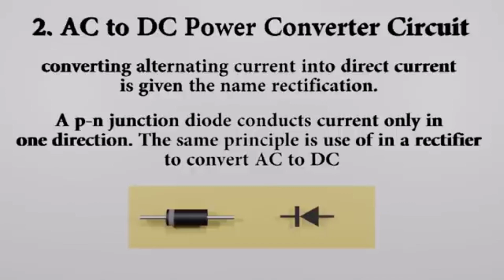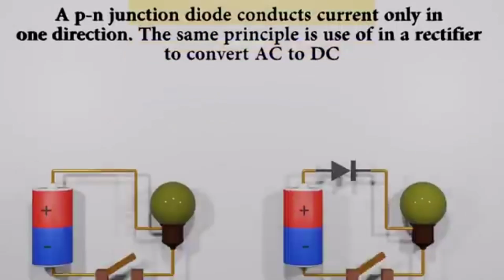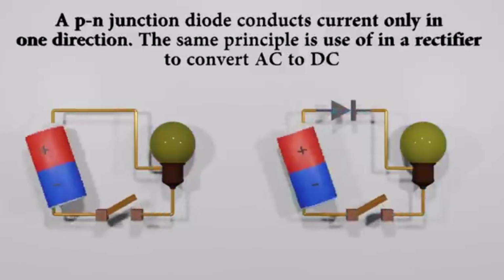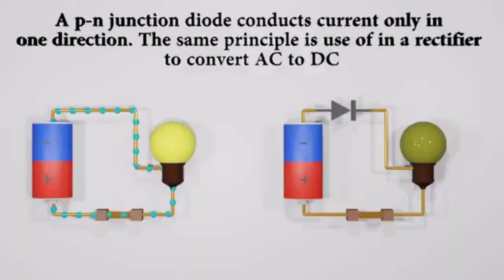A PN junction diode conducts current only in one direction. The same principle is made use of in a rectifier to convert AC to DC. When the diode is forward biased, current flows through the circuit. Let's try to reverse the polarity and see what happens. Here the diode is reverse biased, so the current can't go through it.